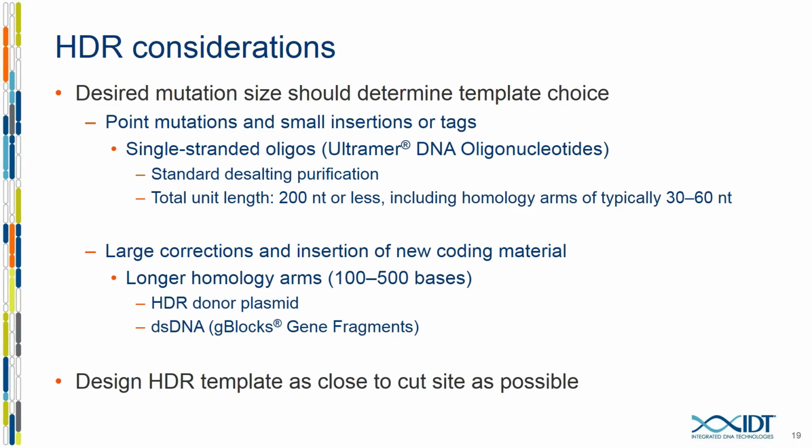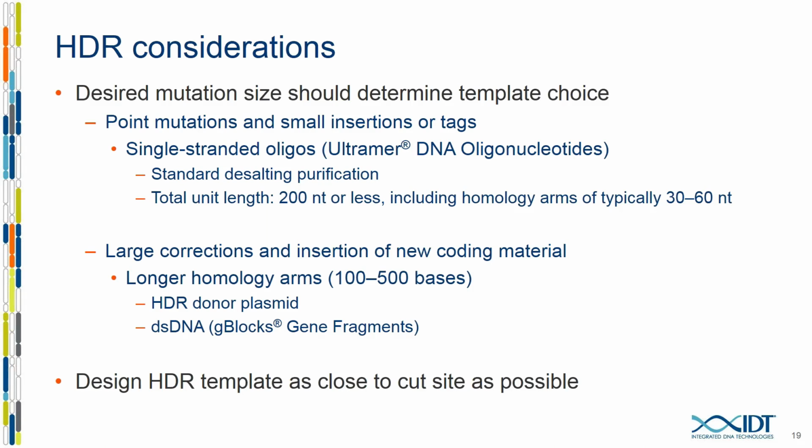Standard desalting tends to be sufficient for purification, and the overall unit length for ultramers allows up to 200 bases. So we typically recommend for these smaller insertions homology arms, which we'll talk about in a minute, that match either side of the cut site, ranging between 30 to 60 nucleotides. So that means you can easily fit an approximately 100 base insertion, and sometimes even a little bit larger, within the length restrictions for an ultramer oligonucleotide. Or you might just be simply making a single point mutation, and that's just fine too.